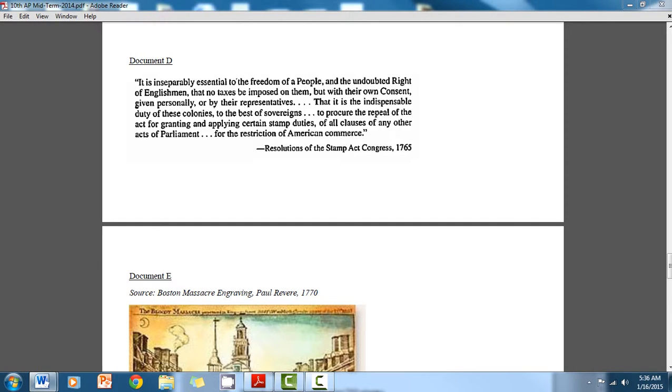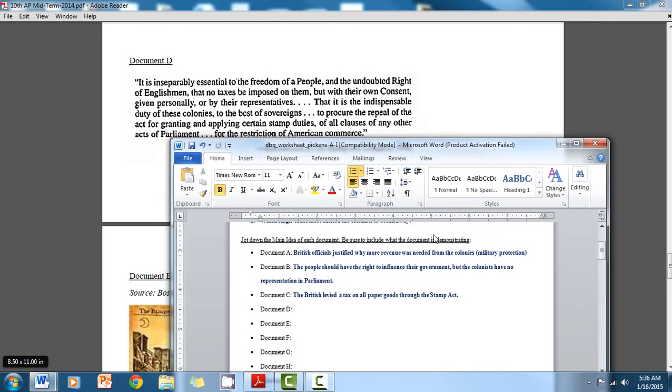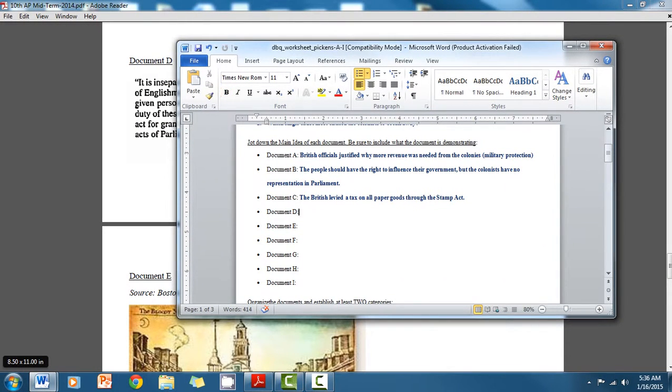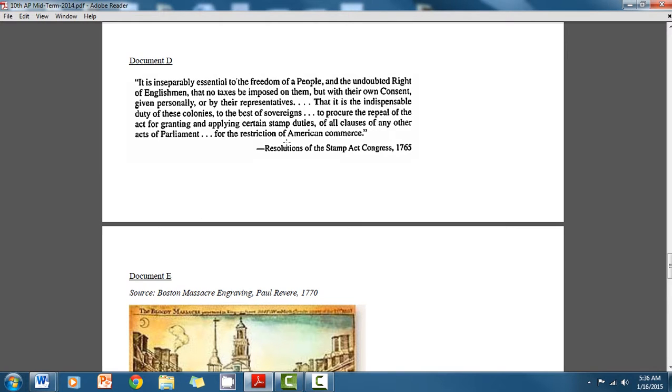We know the Stamp Act Congress convened for the sole purpose of speaking out against the Stamp Act, and they were successful in getting that legislation overturned. And so a potential main idea sentence here: the colonists fought to repeal the Stamp Act because they had no representation in Parliament. And so they will talk about their representatives, and they will talk about consent and also what they believe are the rights of Englishmen.